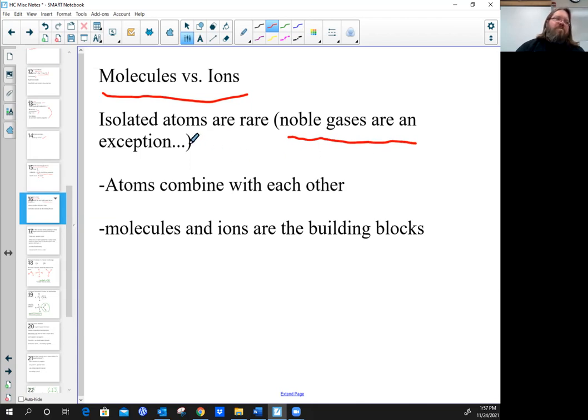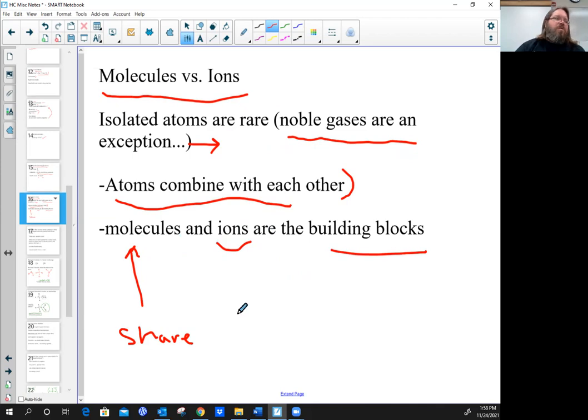And why are they the exception? They're the exception because they already have a p6 electron configuration. They have all the electrons they want, so they're not going to gain, lose, or share, right? Atoms can combine with each other, and they will form molecules when atoms combine and those electrons are being shared, okay? Atoms will combine with each other as ions when an atom has either gained or lost electrons, and they will form ionic compounds. So molecules and ions really are the building blocks of all things around us, within us, okay?